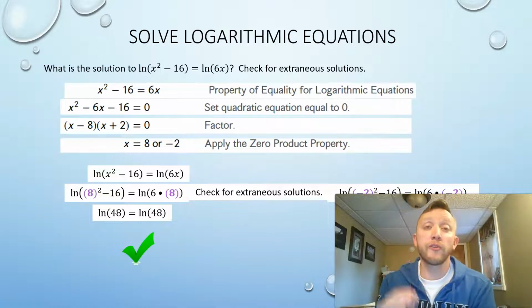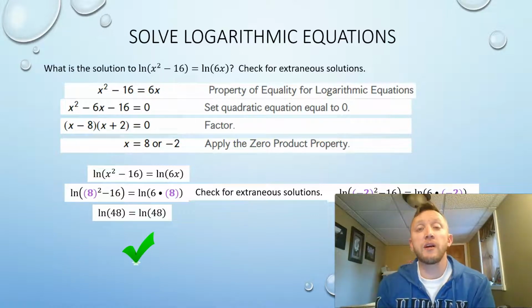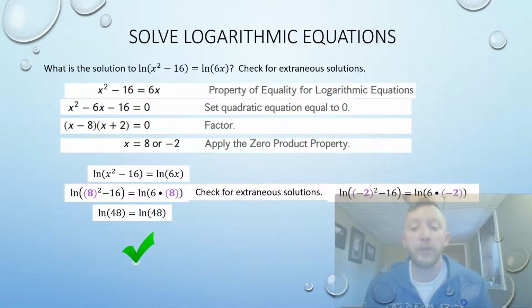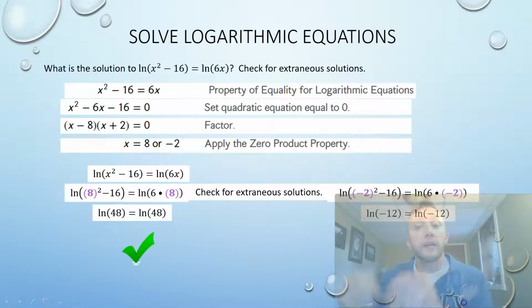Before I go any further, we're not going to be able to see all my work, so I need to make myself transparent again. All right, here we go. So the next step would be to, again, square the negative 2. Negative 2 squared would be 4. 4 minus 16 would be negative 12. And on the right side, 6 times negative 2 would also be negative 12.